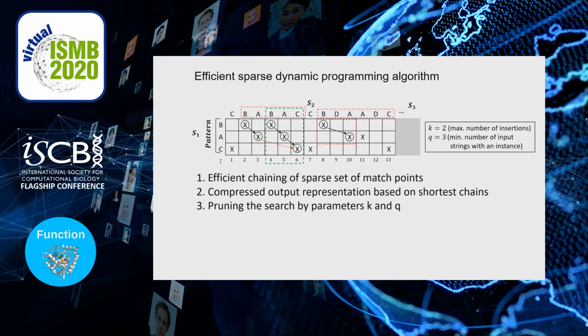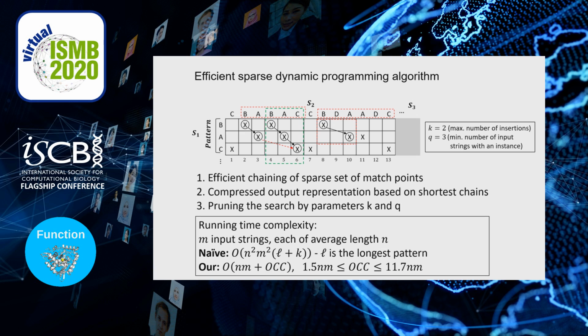In addition, in this example, the quorum parameter is 3. So, if the pattern BAC appears in fewer than 3 input strings, the pattern will not be extended. This is correct because as the pattern is extended, the number of its instances can only decrease or stay the same. The proposed algorithm exploits these properties and therefore is very efficient. The running time complexity of our algorithm depends on the OCC parameter, which denotes the number of match points participating in all the reported instances of the discovered CSBs. In our data analysis, OCC is roughly linear in the input size.